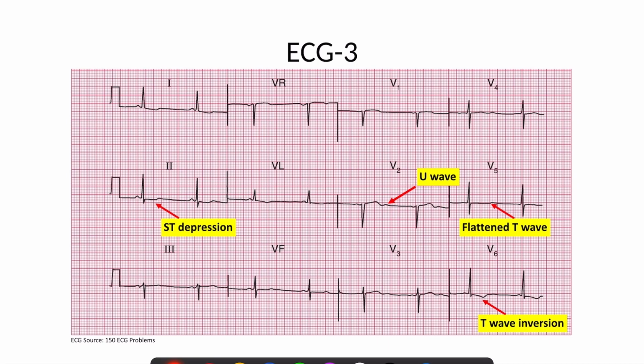Now moving on to the third ECG. Again, this ECG shows the same findings. You can see U wave in V2, V3, and there's flattening of the T waves in almost all the ECG leads. There is ST depression in lead 2, lead 1, as well as aVL and other leads, and you can see T wave inversions as well. It's shown in this V6 lead.